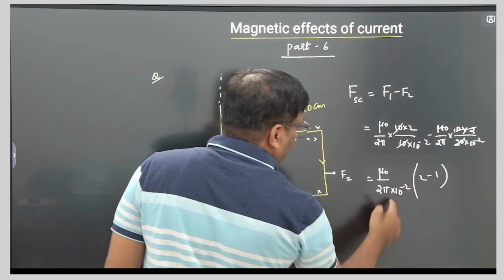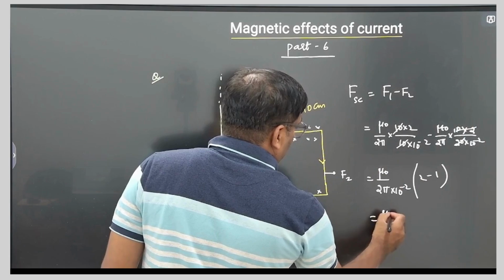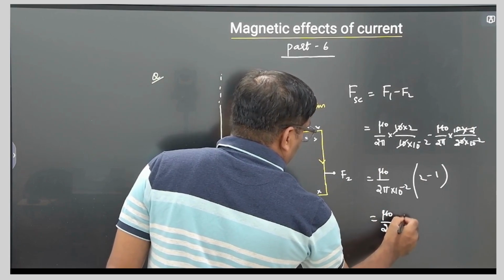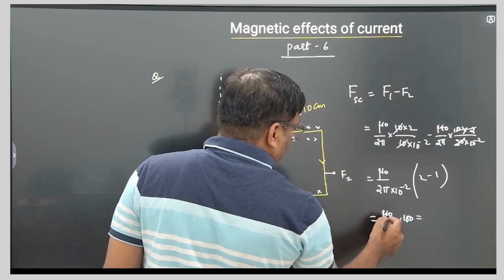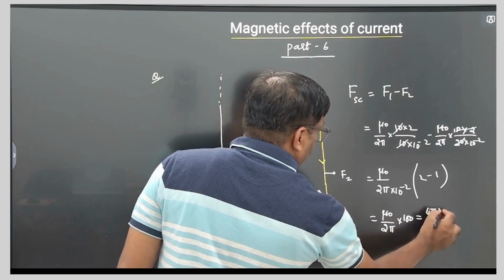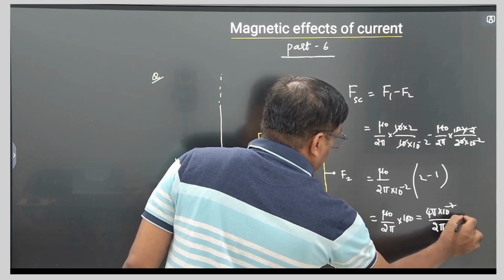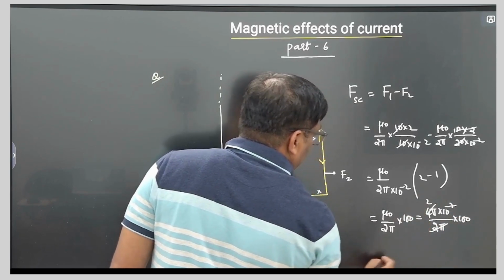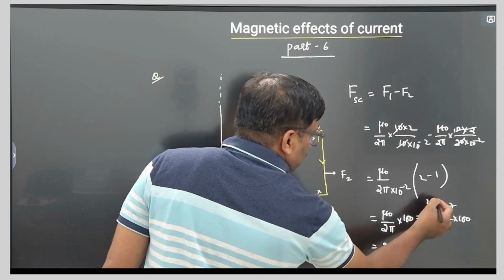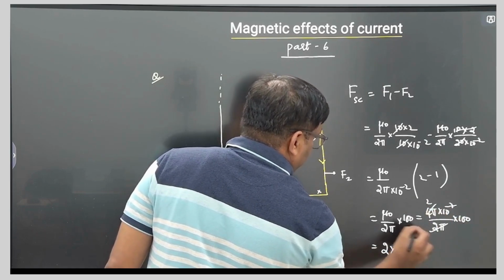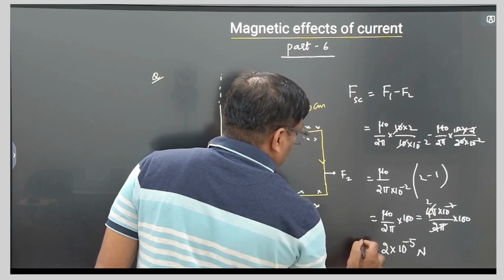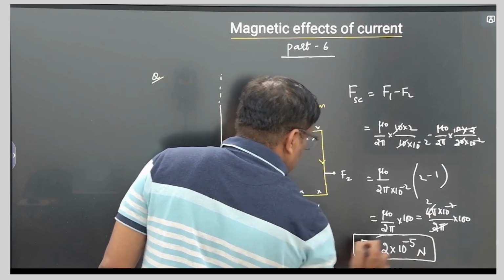So therefore it will be 1 taken here. So mu naught by 2 pi into 100. This mu naught value is how much? 4 pi into 10 to the power of minus 7 divided by 2 pi into 100. So this will get cancelled, 2 into this 2 will go, 10 to the power of minus 5 newtons. So that will be the force acting on this square coil.